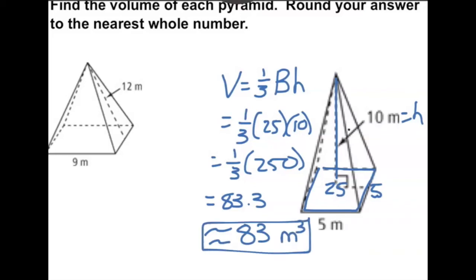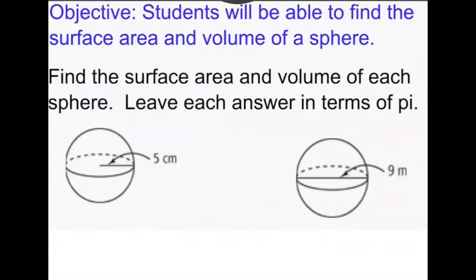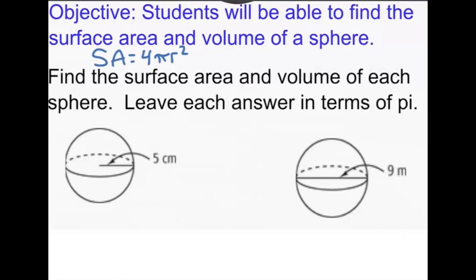Okay, so then the last thing for chapter 11 to review is volume of spheres. So actually they want both. They want the surface area and the volume of each sphere. So they want us to do both. Surface area, the formula for surface area was 4 pi r squared. The formula for volume was 4/3 pi r cubed. So we're going to use those two formulas on these two spheres.